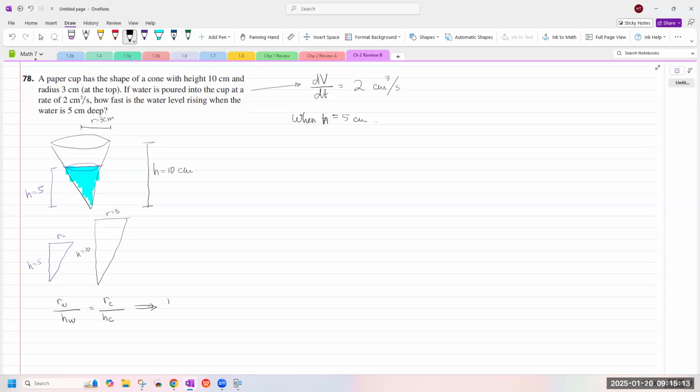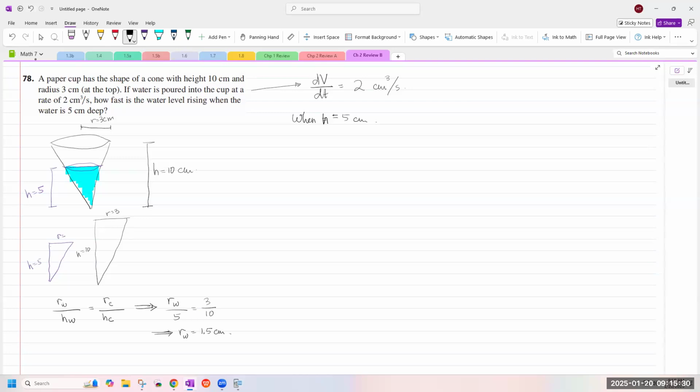Okay, so that's RW over 5 equals 3 over 10. I think you can just conclude right away that it reduced by 2, right? So the radius of the water at that time is 1.5 centimeters.